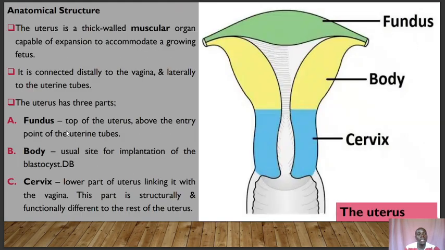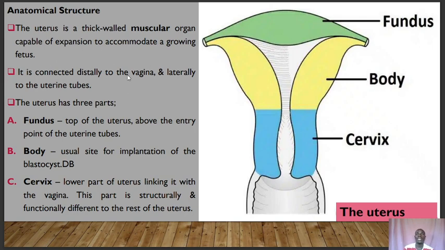Anatomically, you find that the uterus is a thick-walled muscular organ capable of expansion to accommodate a growing fetus. The growing fetus normally develops in the uterus. So we have the fundus, we have the body, and then we have the cervix. Of course, we have already talked about the cervix, so let's concentrate on the uterus. The uterus is connected distally to the vagina, right? And laterally to the uterine tubes.